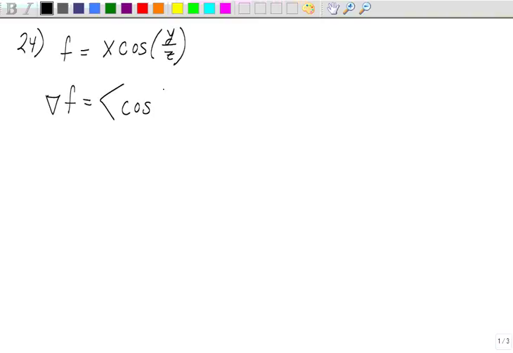Number 24, the function is x cosine y over z, and we want to find the gradient vector. Well, del f is the first partial with respect to x, that's just cosine y over z. First partial with respect to y, so x is a constant. The derivative of cosine is negative sine y over z. And then you have to do another times 1 over z because z is a constant.